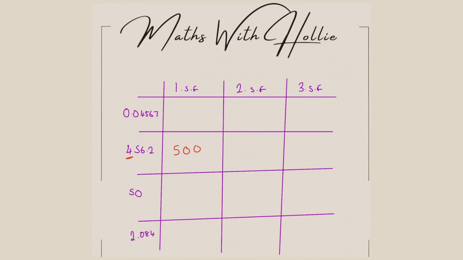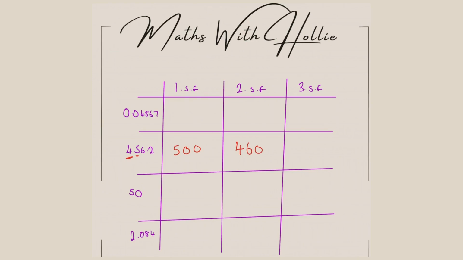Then for 2 significant figures, I want to look at the first 2 numbers that I see going left to right, when the first one isn't 0. So in this case, it's the 4 and the 5. So we look at the 6. The 6 we would round up, so that would change the 5 to a 6. So this would be close to 460.